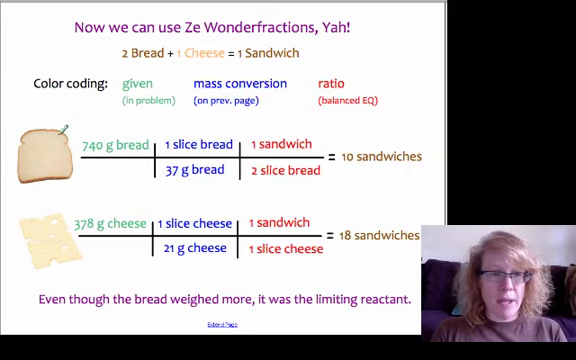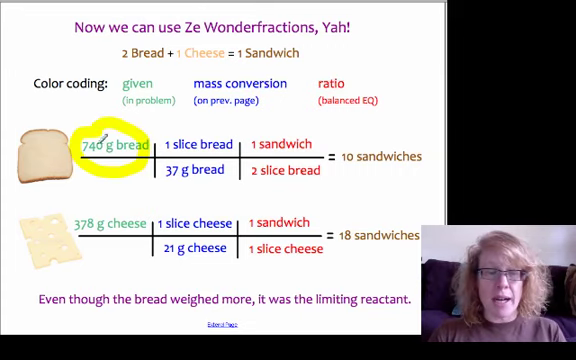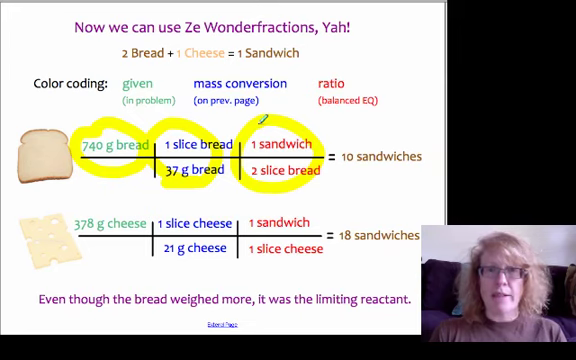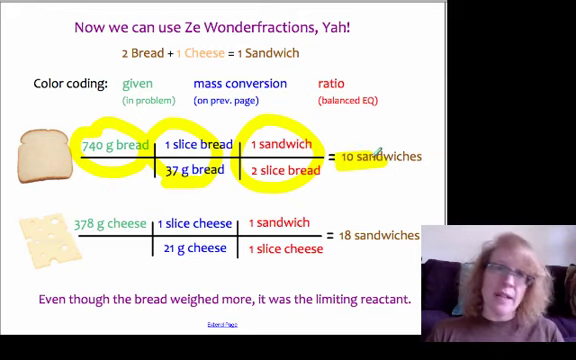So here we see at the top the lovely one that goes on for the bread. Up here we were given 740 grams of bread. And right here, there's our bread to mass ratio, 37 grams of bread, 1 slice. And then our last one was our 2-to-1 ratio, that 2 slices of bread is 1 sandwich. So overall, when you get your calculator out, you'll find that that's a total of 10 sandwiches that we can make from 740 grams of bread.